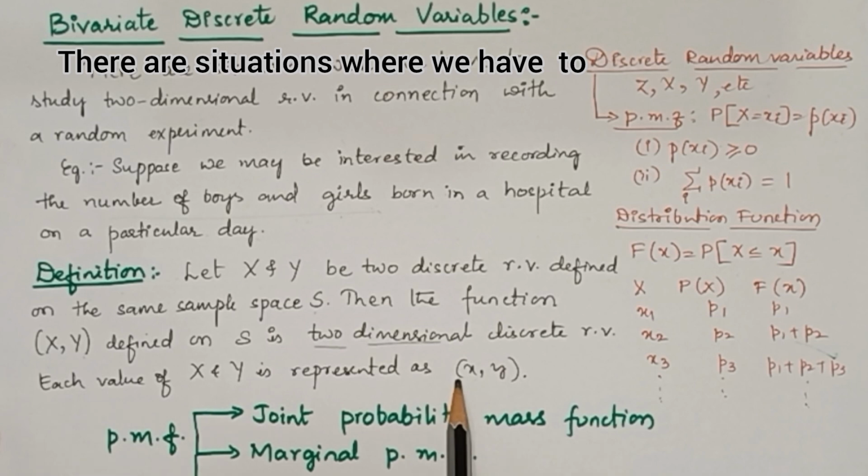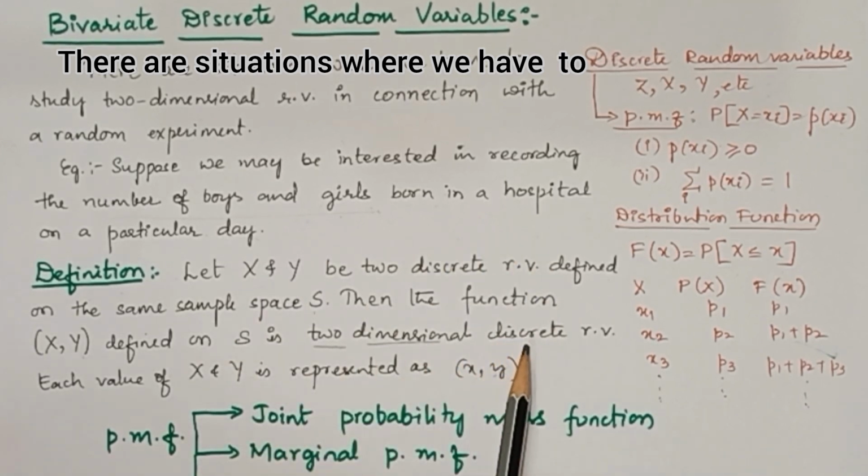You can add indexes also. When you have more values for the random variables, you can state it as xi comma yj. The i index is for the first variable and the j index is for the second variable. So that is how to define a bivariate discrete random variable.